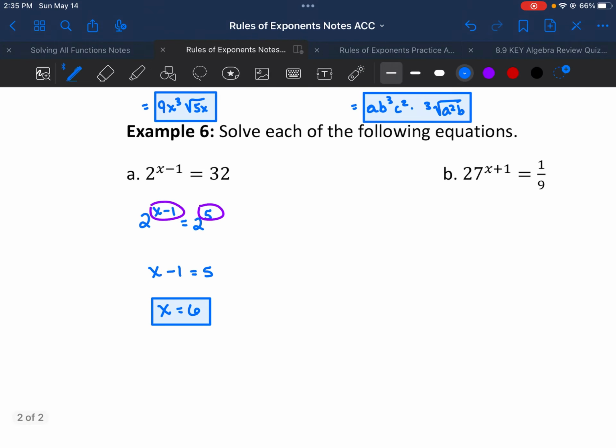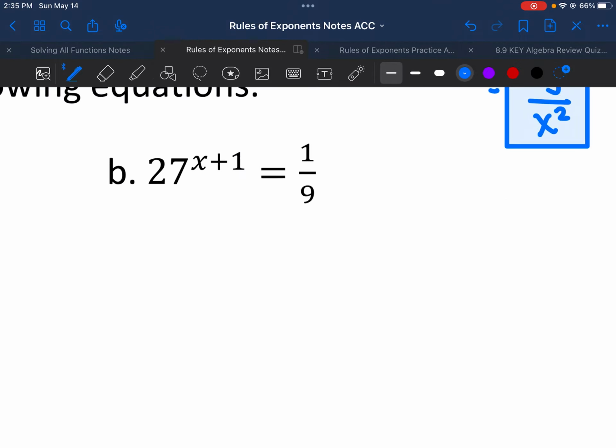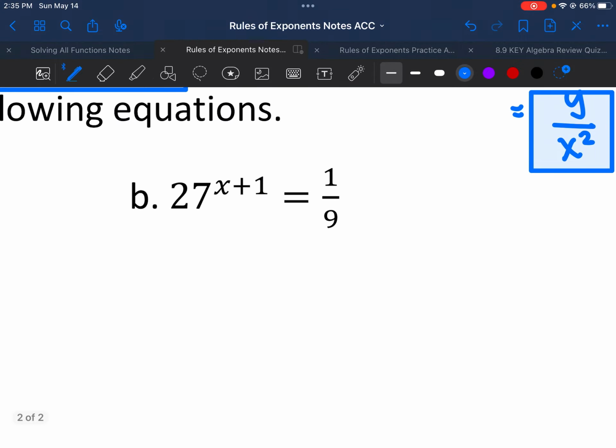Alright, so that's a pretty easy example. Now let's see an example that is not as straightforward as that one. So we have 27 to the x plus 1st power equals 1 over 9. Okay, so again, we want to try to get each of these sides to have the same base. So here's what I can see. I can see that 9 is 3 squared. I can see that 27 is 3 cubed. So that's how I'm going to start. Rewriting 27 as 3 cubed, to the x plus 1st power equals 1 over 3 squared.